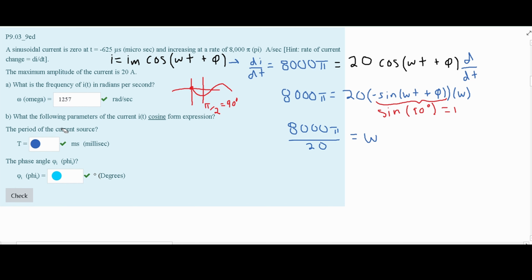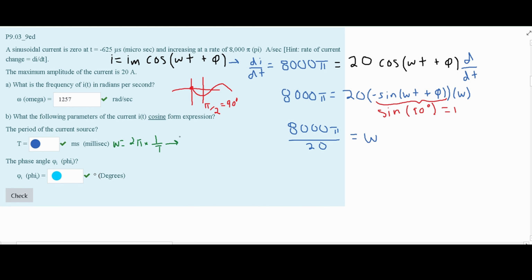Now in part B, we are asked what are the following parameters of the current in cosine form expression. The period of the current source is what we need to find here. We know our omega, so we can say that our omega is equal to 2 pi times frequency. And we know that frequency is just 1 over T. So we can replace our frequency with a 1 over T. Now we can find T.